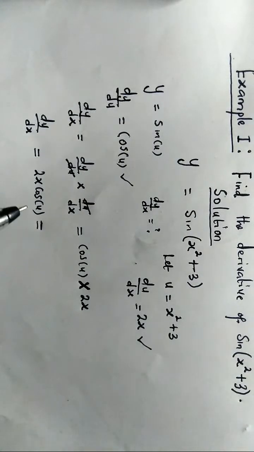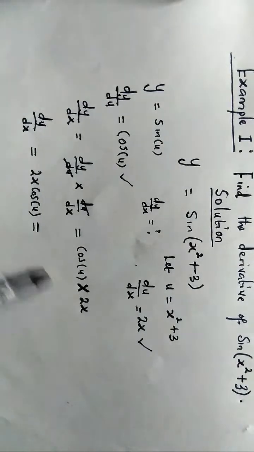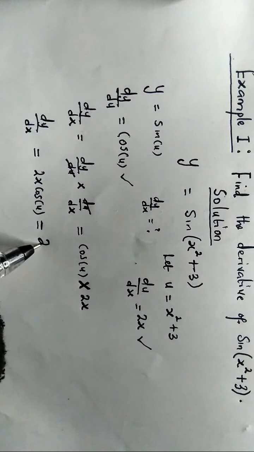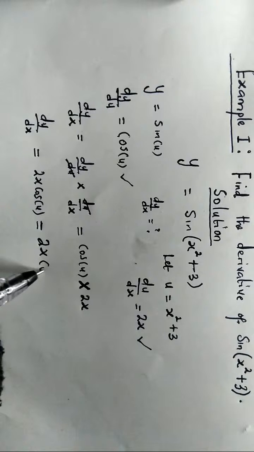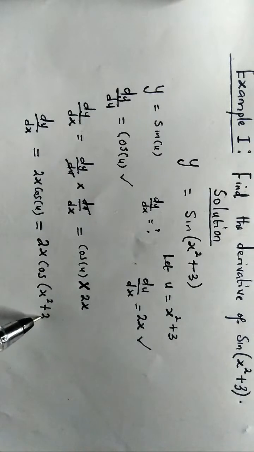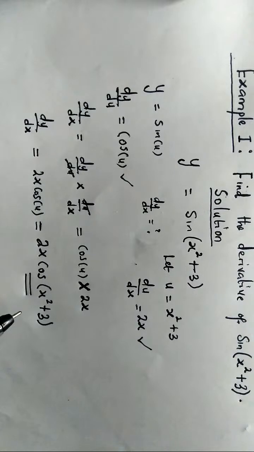We're not done, because we are expecting our answers to be in terms of x and not u. Then we recall, what is u? So u here is equal to x squared plus 3, right? So from here, the answer will become 2x times the cosine of x squared plus 3, right? And this is the right answer.